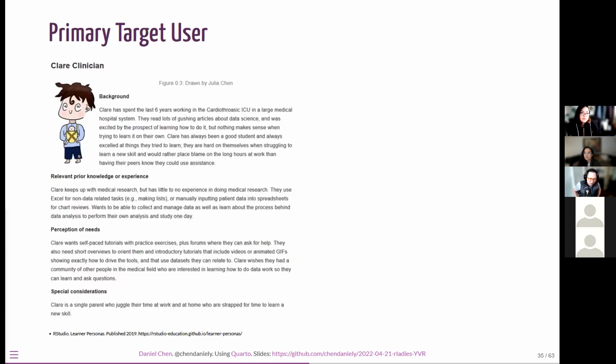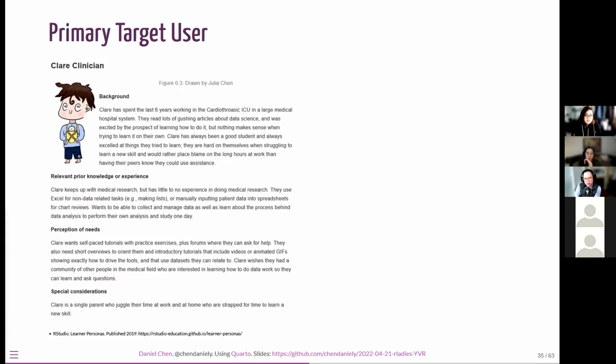And then with that set of information, you can create an actual learner persona, and it looks something like this, where we have Claire Clinician. They have 4 components to a persona, and this is modeled off of the RStudio learner personas, where you have a background, which is just made up to make sure it sounds like an actual person. But the relevant prior experience and perception of needs come from some of the survey data and some of the free response questions.